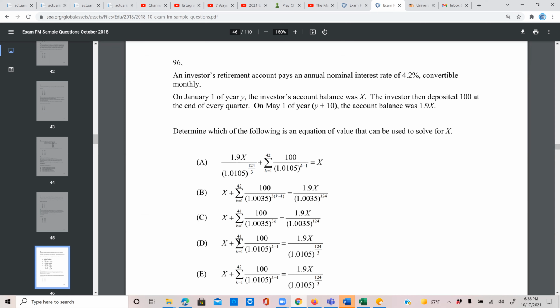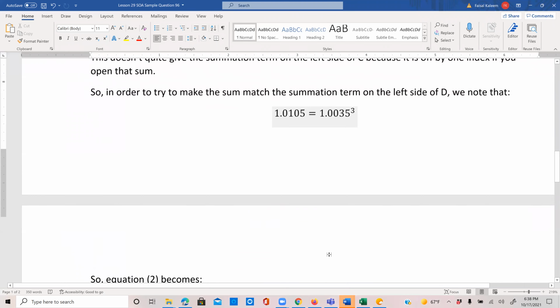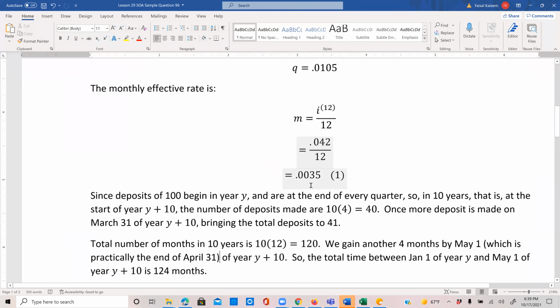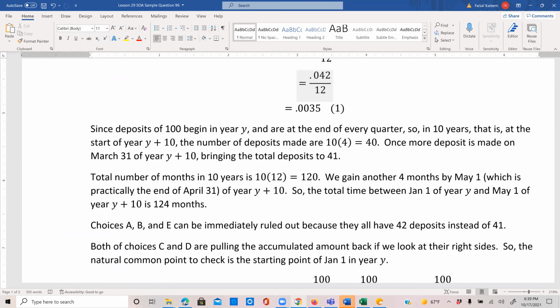But we're also told that the account accumulates to 1.9x. The balance is 1.9x at the end, the last date. And that is the time when we need the monthly rate, which is the reason why we calculated the number of months, because here we see that the monthly effective rate is being used. Remember, the monthly effective rate, we calculated it out to be 0.0035.